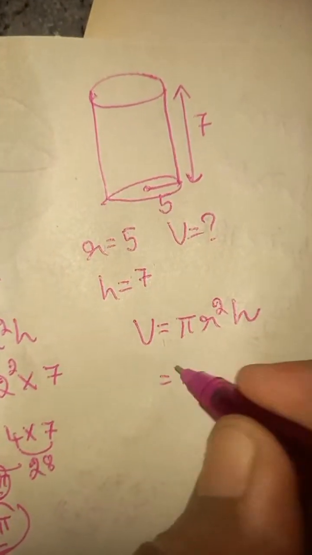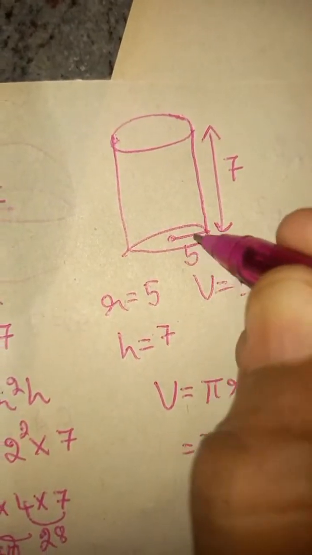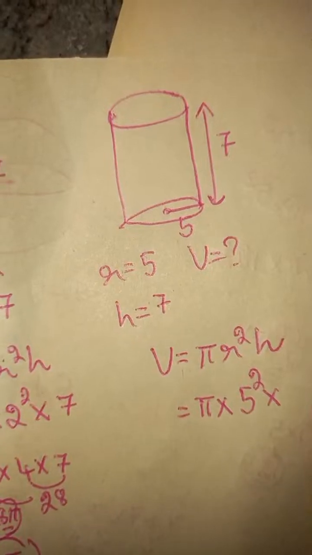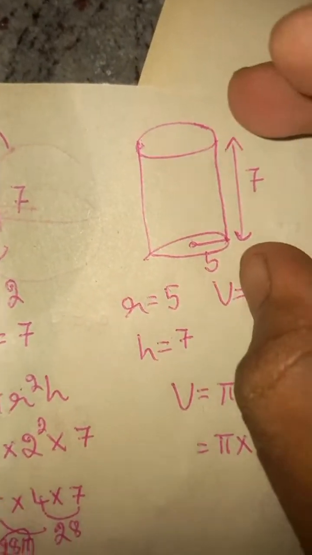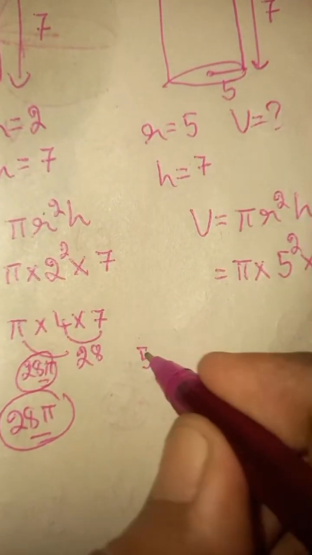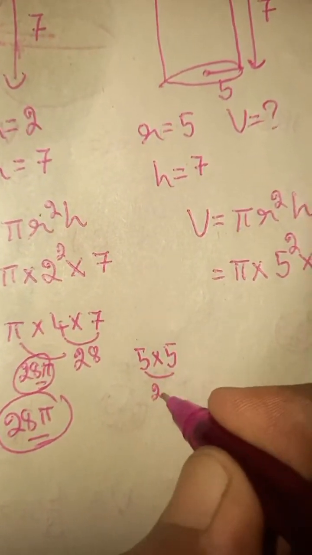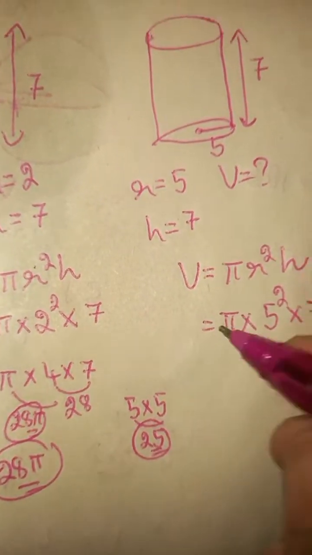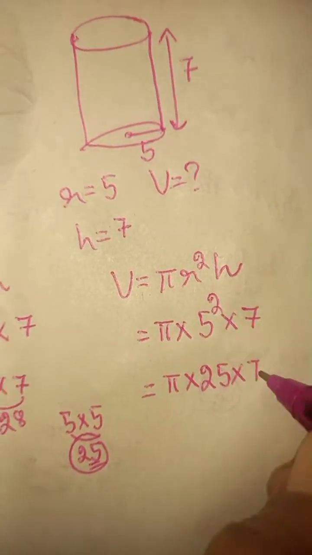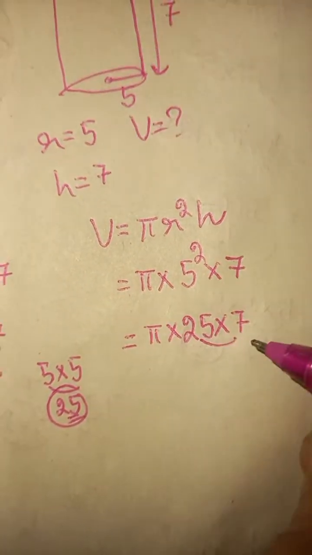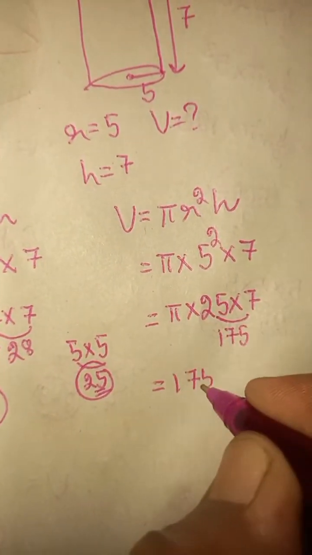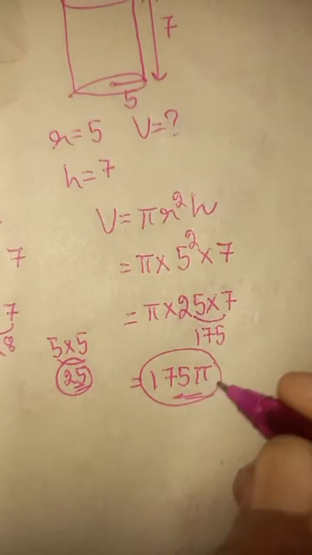So this is going to become pi times 5 square, since they have given the radius as 5 units, times the perpendicular height, which is 7 units. Now 5 square means 5 times 5, which is 25, and you get pi times 25 times 7. 25 times 7 becomes 175. So this is completely equal to 175 pi cubic units.